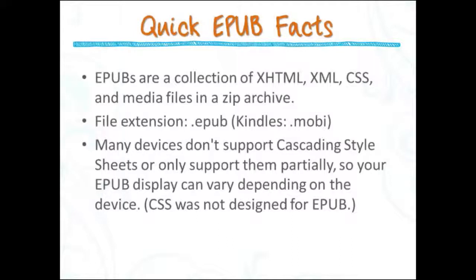Now, to talk about EPUB for a second. Here are some quick EPUB facts. First of all, they're a collection of XHTML, XML, CSS, and media files. They're basically in a zip archive. So the file extension is .epub, but if you replace that .epub with .zip, you can look at all the files that are inside of the EPUB.